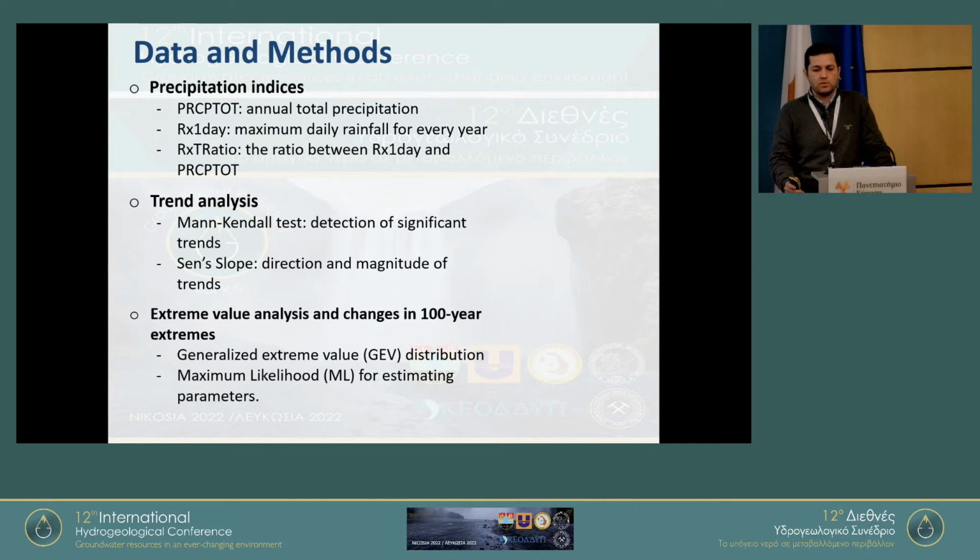For the assessment of the significance of trends, we have applied the Mann-Kendall test and the Sen's slope estimator for the direction of future trends. And we have also applied the generalized extreme value distribution for fitting the data of the historical period in order to get precipitation levels for different return periods.